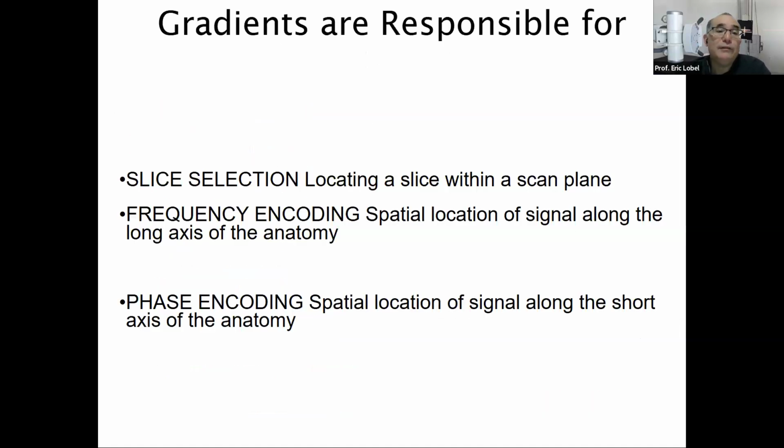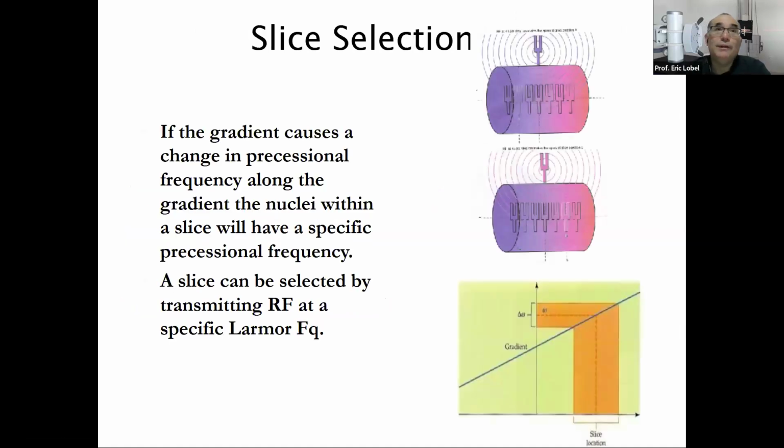So again, we've mentioned this a few times now. Gradients are responsible for slice selection, frequency encoding, and phase encoding. It actually is slice selection followed by phase encoding, then followed by frequency encoding. I do need to switch up the slides. I have done that in other presentations. However, I didn't get to doing it for this one. So when the time comes, we'll just kind of skip down and then go back.